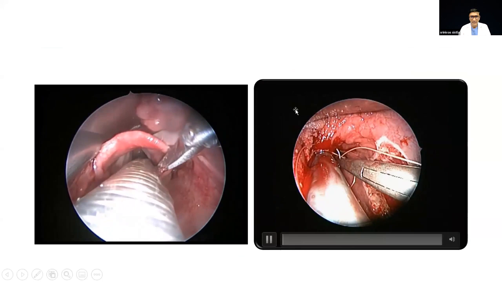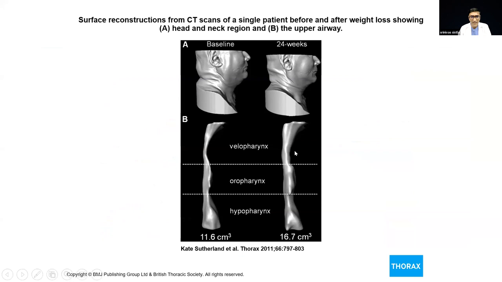Weight is another important outcome that we know. As you can see in this particular paper, just by reducing the weight in almost 2 years, this patient's airway, measured in the form of an MRI, increased from 11.6 cubic centimeters to 16.6. So weight reduction is very, very important.